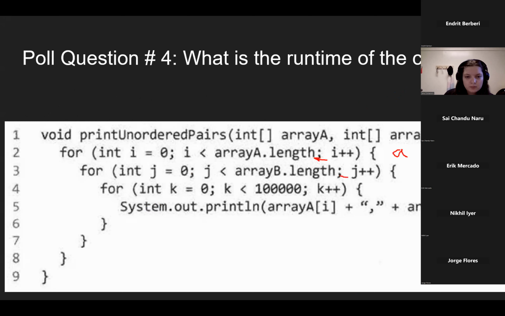The second loop runs until j reaches the length of array b, which is going to be some b. And then the third one runs until k is, what's that number? 100,000. What is the complexity of this code? And the println is O of 1. Type it in the chat, guys.